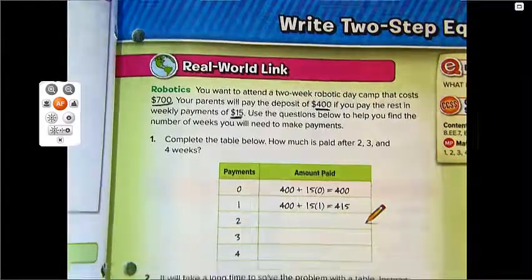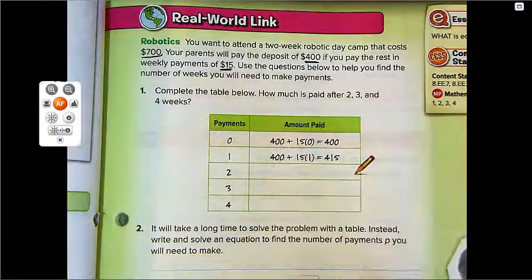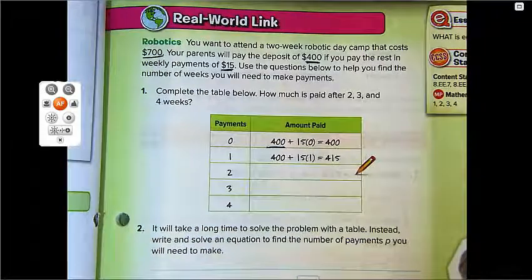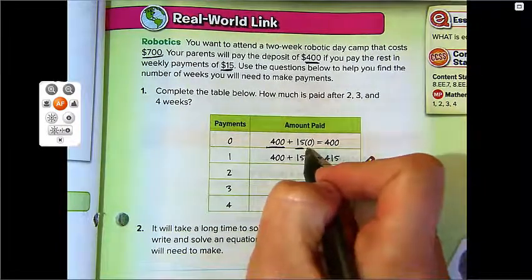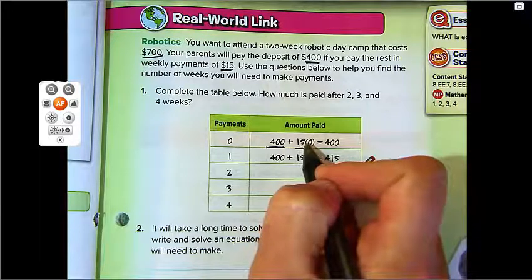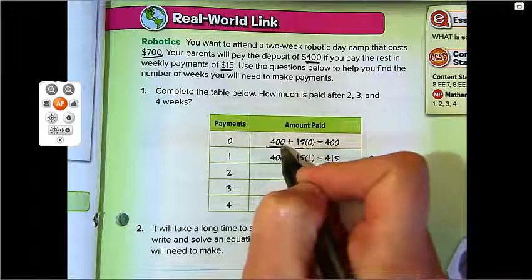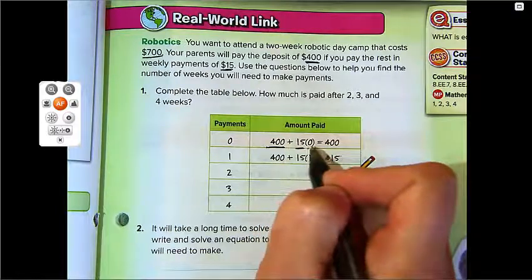So what we want to know is, how many weeks am I going to have to pay? So we made a table. Well, first of all, this $400 is the initial payment that your parents made on the deposit, and then you're making $15. Well, at 0 weeks, you haven't made any payment yet. That's just the $400 that's been paid. So we put a 0 in here because we've paid for 0 weeks. So 400 plus 15 times 0 is 0, so 400 plus 0 is 400.